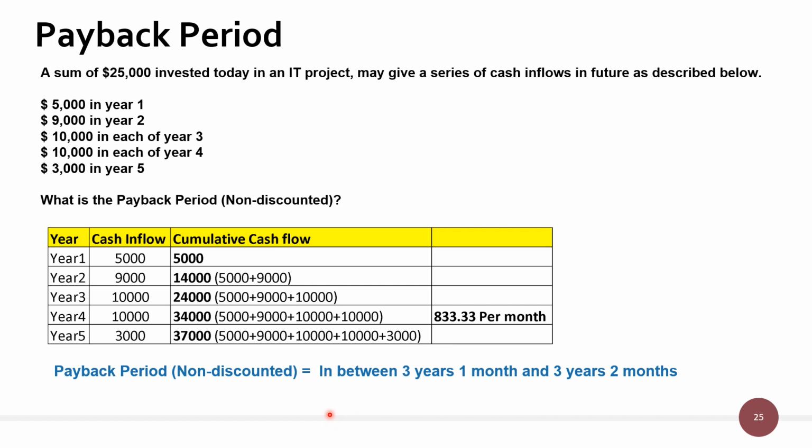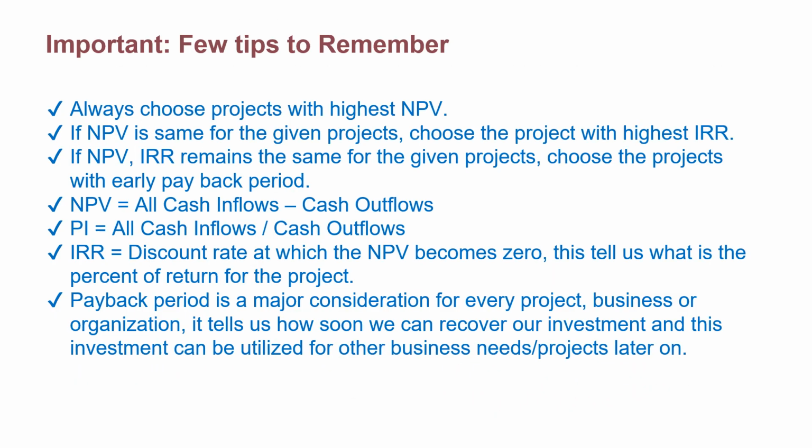So when will we reach 25,000? 24,000 plus 833. If we add this month by month, we get nearer to 24,833, but we have to get 25,000. So it might take 1 month or 2 months. So the payback period is between 3 years 1 month and 3 years 2 months.